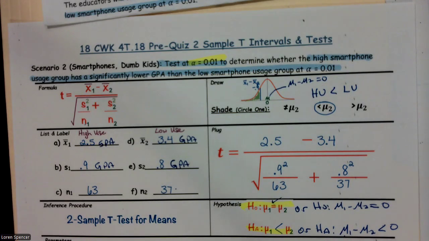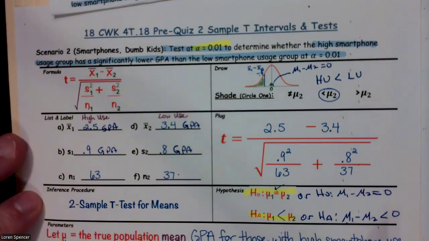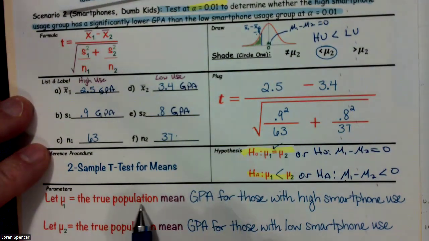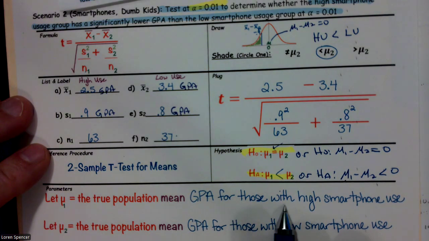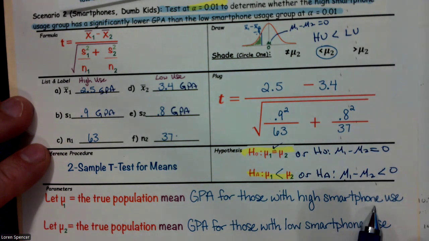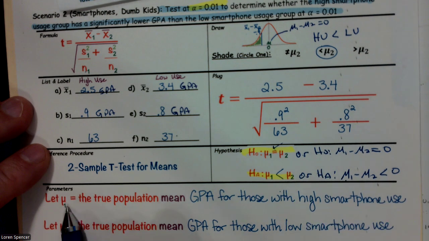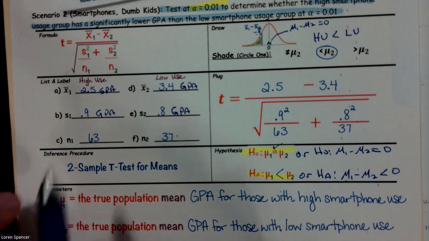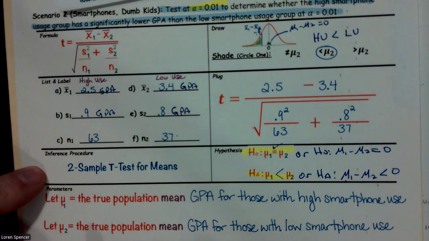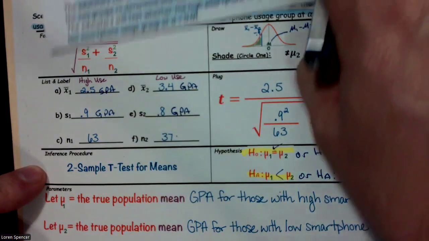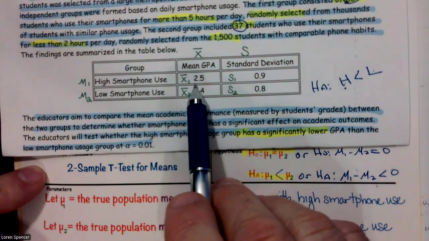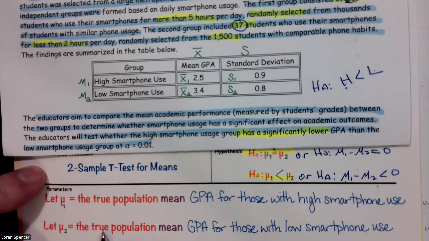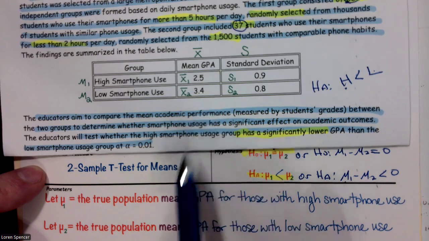All right, since we have mu1 and mu2, we need to define those parameters. We have two parameters. So let mu1 equal the true population mean GPA for those with high smartphone use. That's the population mean that we're trying to estimate with our sample mean of x bar 1, and we got a 2.5 from our sample. And let mu2 equal the true population mean GPA for those with low smartphone usage, which we estimated as 3.4.